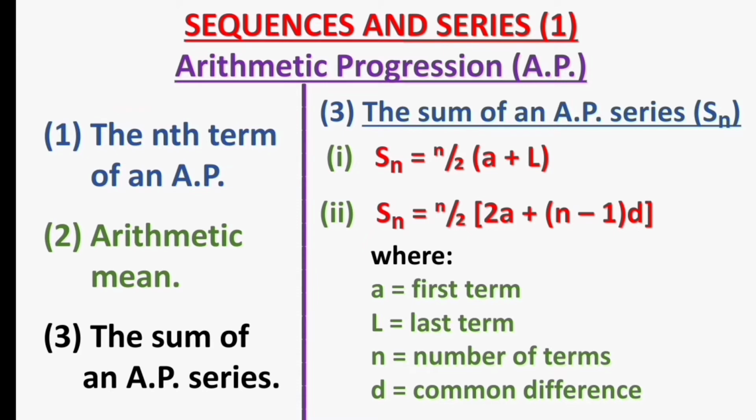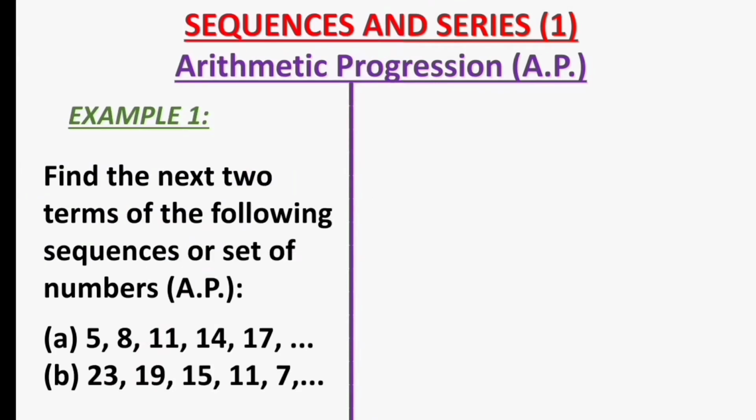Here, A represents the first term, L represents the last term, n represents the number of terms, and D represents the common difference. Please take note of all these formulas involving arithmetic progression, AP. Let's see our first example for arithmetic progression, AP.